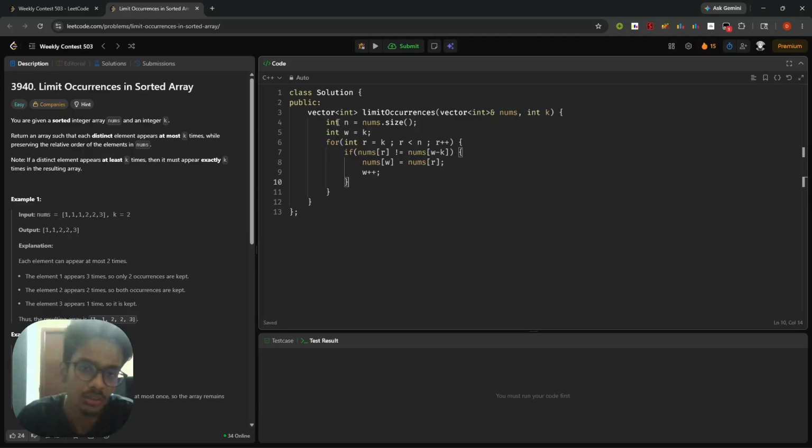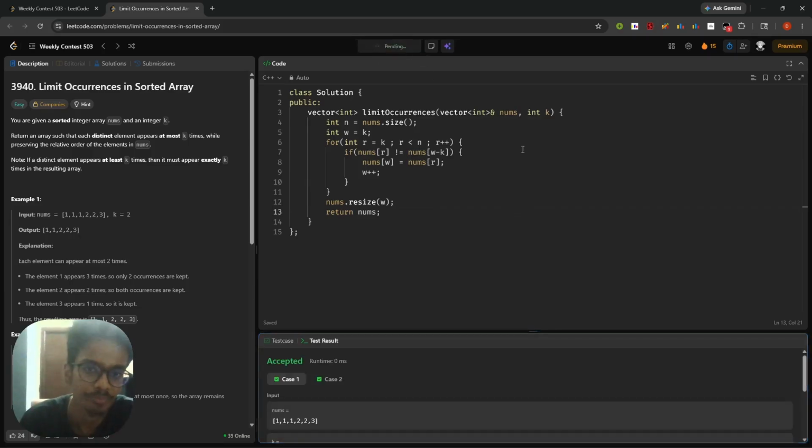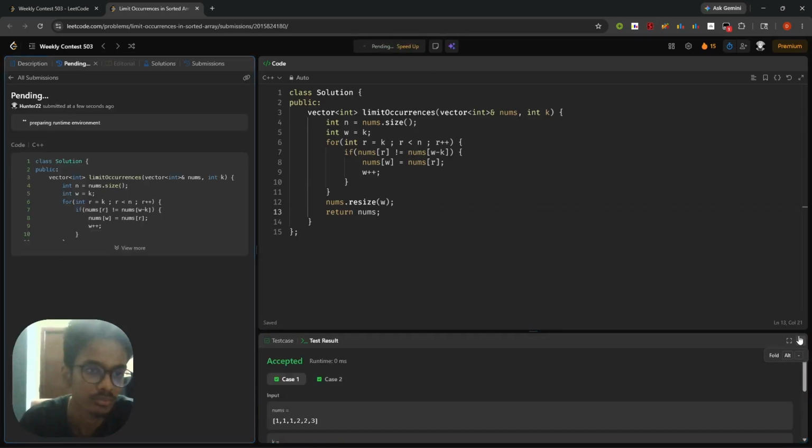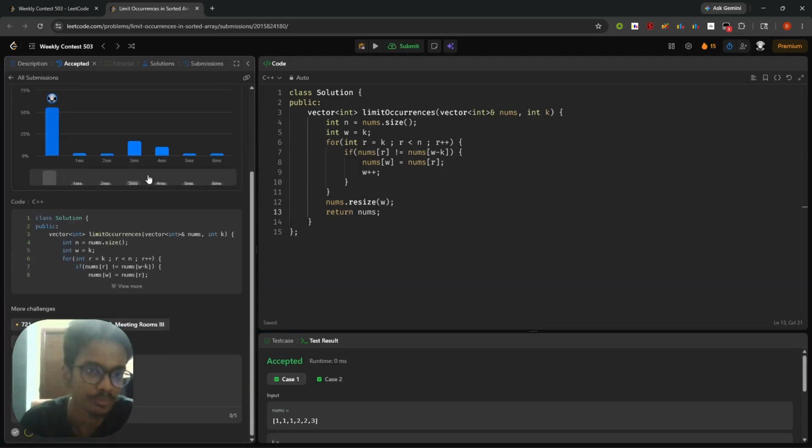Now otherwise the read would be just updated as it is because it's independent, it's in a separate loop, it would get updated. Now you need to resize this nums to nums.resize to right and just return this, return nums. That's it, a simple problem. Done.